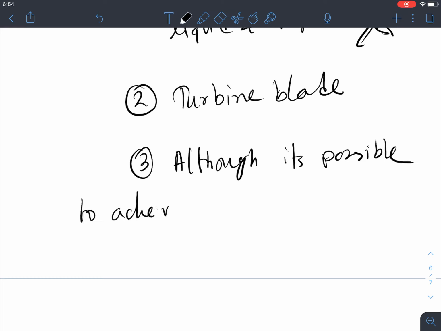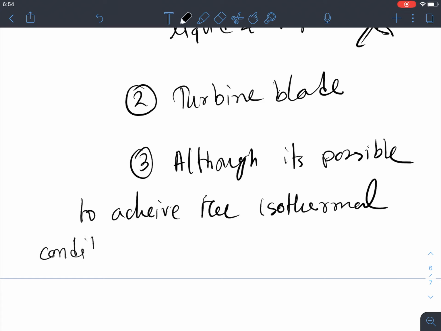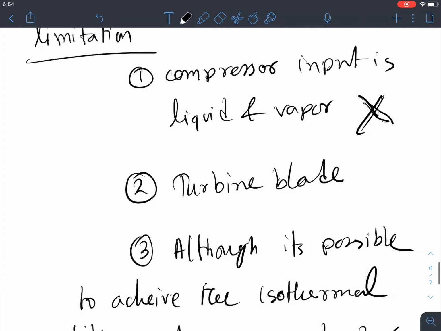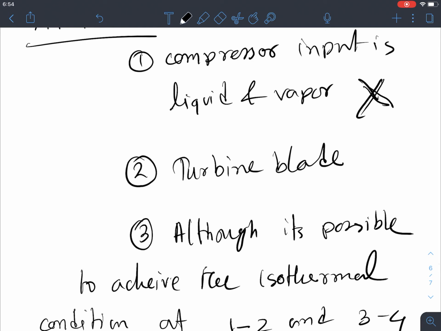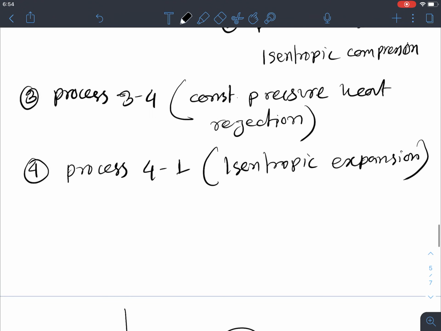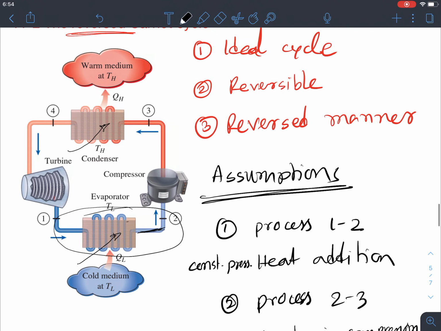Although it's possible to achieve the isothermal condition at 1 to 2 and 3 to 4, however, it is quite impossible to operate the cycle with the liquid vapor at the compressor and the turbine. So that's the limitation of the Carnot cycle.